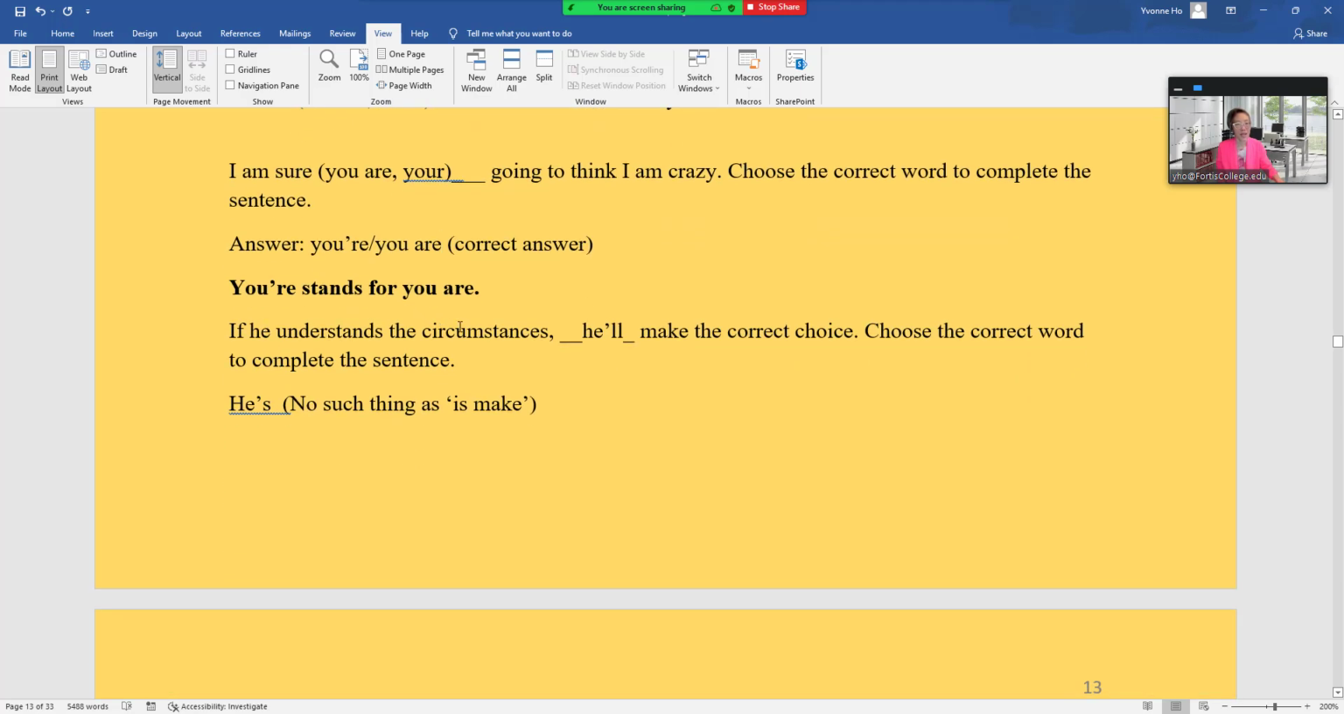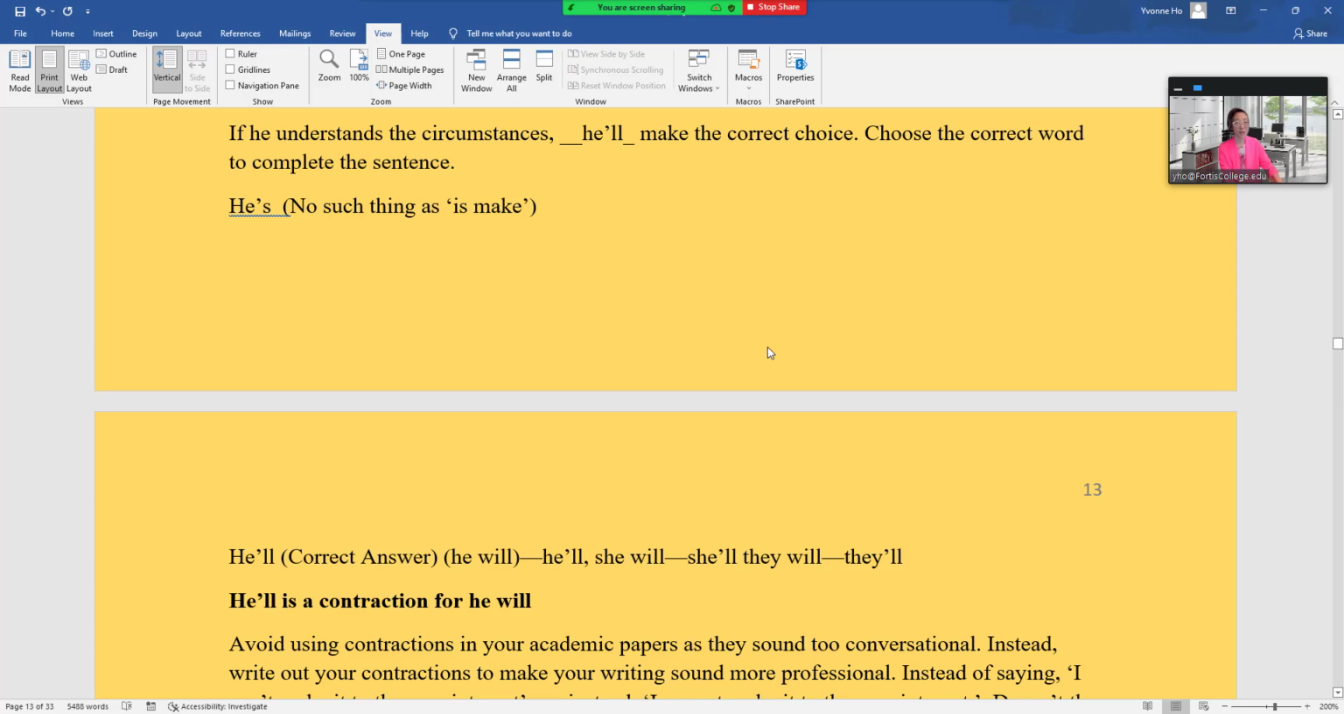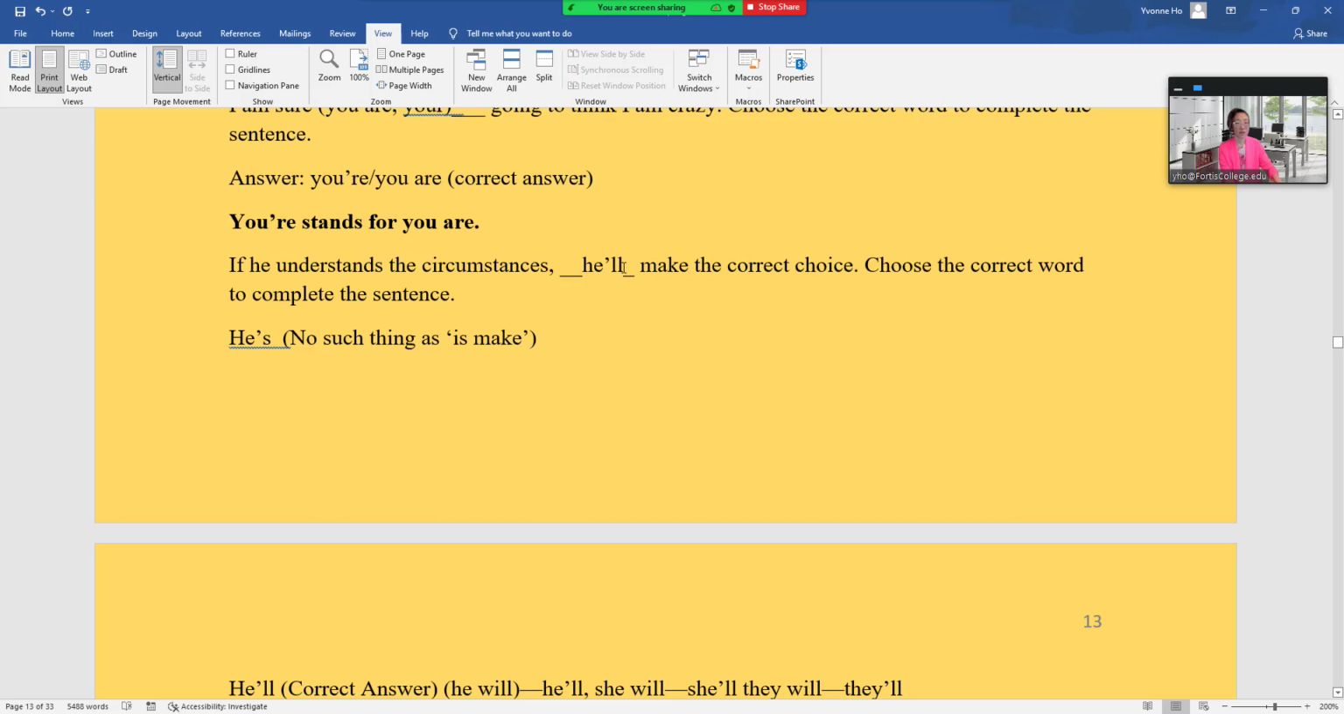If he understands the circumstances, he'll make the correct choice. So you want to choose the correct word to complete the sentence. So is it he's makes the correct choice or he'll make the correct choice? And so here you want to write he apostrophe LL, make the right choice, because he'll stands for he will.